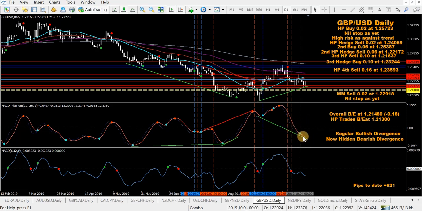Same with the MACD Platinum, even though it's below the zero level, it's heading down. Mod MACD's heading down. We've got a few pips in the bank. Be nice to see this go right down. I just threw in my break even levels and we can take it from there. Too many trades on for my liking though.